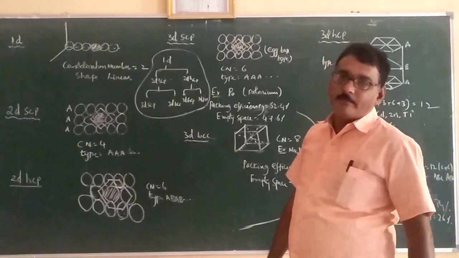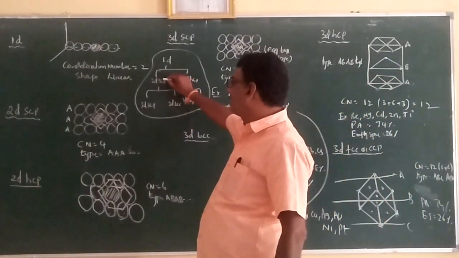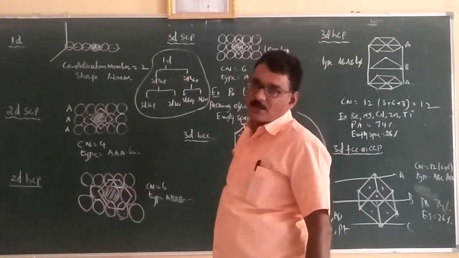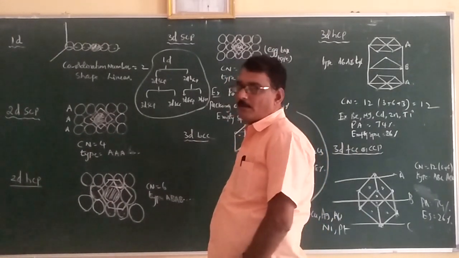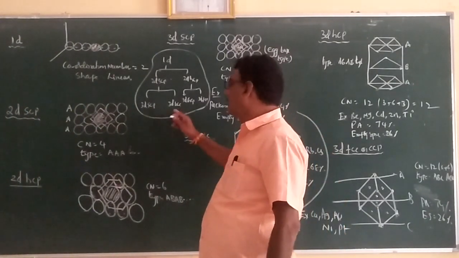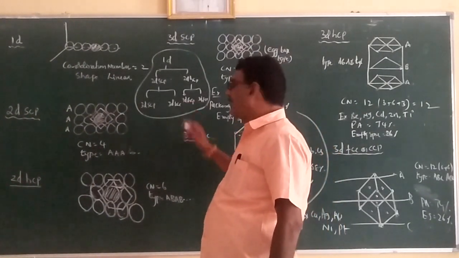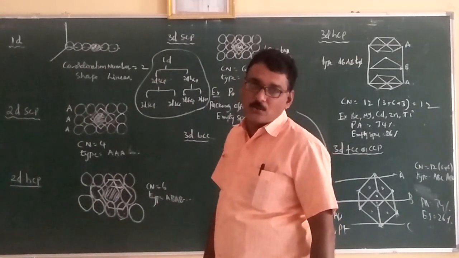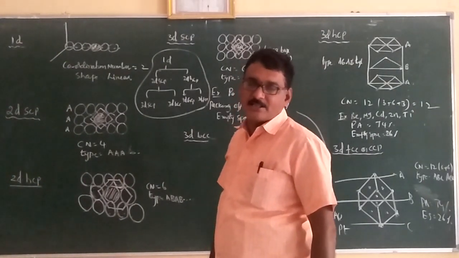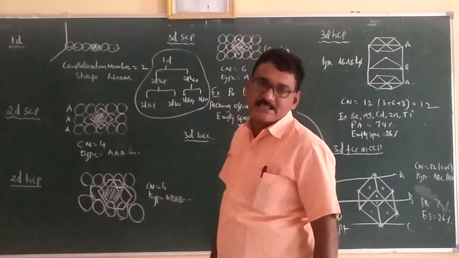Today: 1D, 2D SCP, 2D HCP. 2D SCP means two-dimensional square close packing. 2D HCP means two-dimensional hexagonal close packing. 3D SCP means three-dimensional square close packing. 3D BCC means three-dimensional body-centered cubic. 3D HCP means three-dimensional hexagonal close packing structure. 3D FCC means three-dimensional face-centered cubic structure, another name being cubic close packing, CCP.